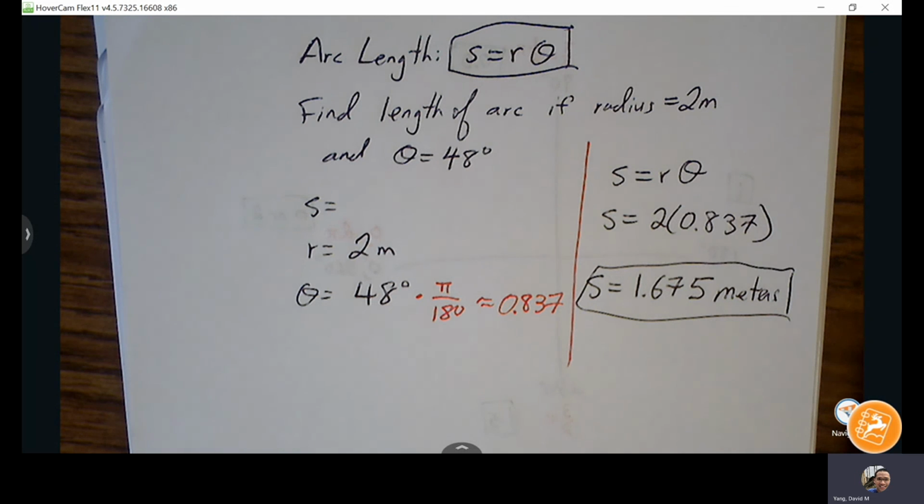Okay, any questions with arc length? You'll see one of these problems on the quiz. Okay, let's shift over to the word problem.